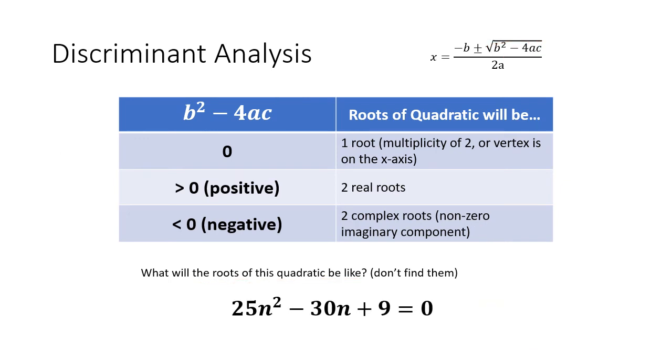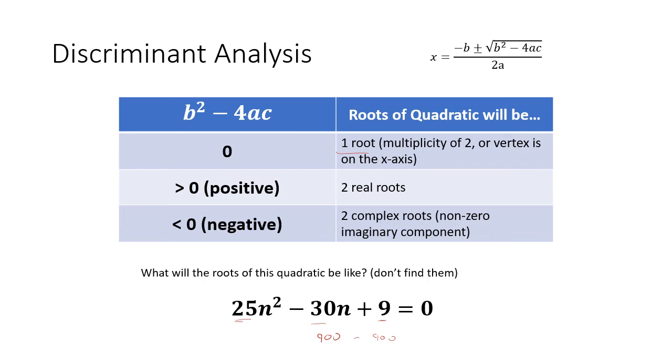All right, here's another example. If we wanted to find what this would be, let's say 25 and 9 and 30. So we're looking for b squared minus 4c. This is 900. 9 times 25 is 225, times 4 is 900. 900 minus 900 would give me 0. So there's only going to be one root, one root with a multiplicity of 2.